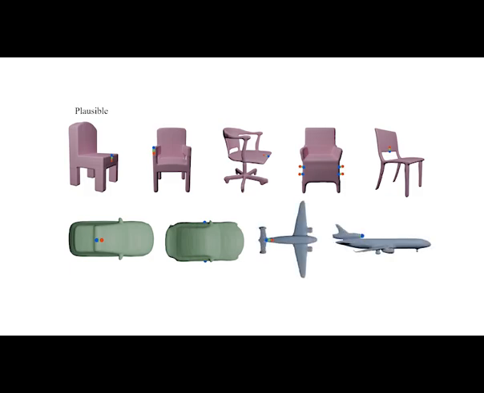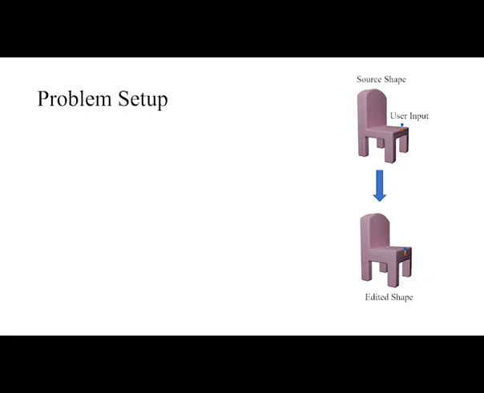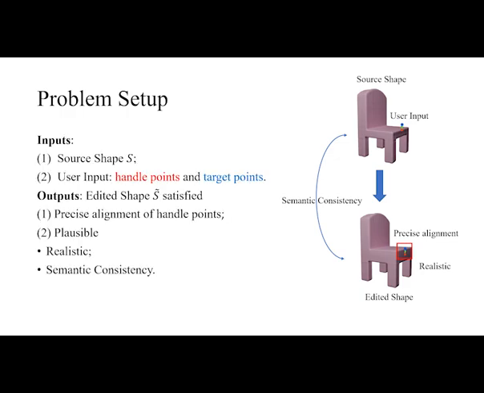Let's begin by defining our problem. Given a specific source shape and user input information, our objective is to generate an edited shape satisfying the following requirements. Firstly, the handle points should precisely align with the target points. Secondly, the edited shape should be realistic and preserve a reasonable level of semantic consistency with the source.